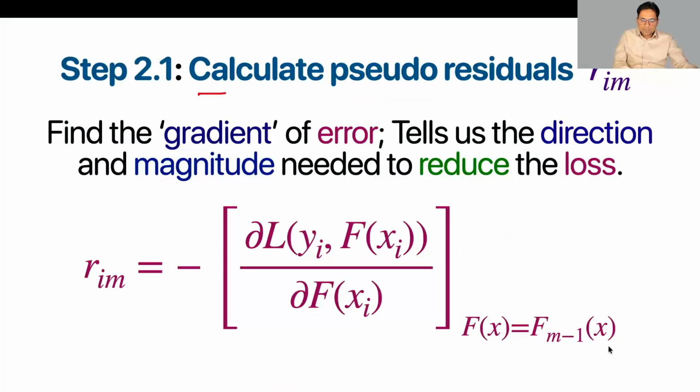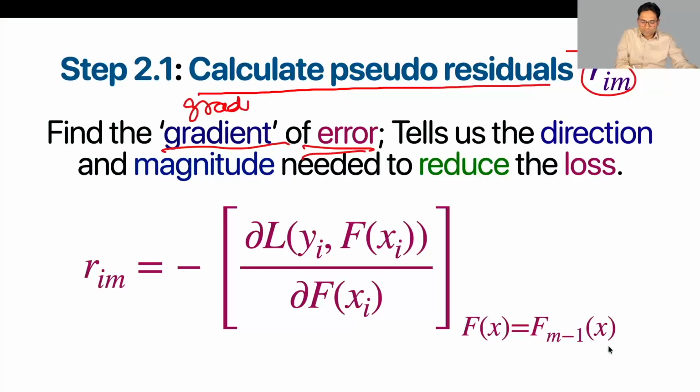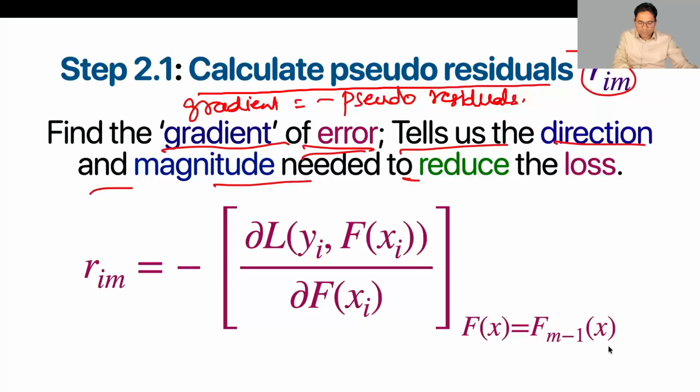Then the second step, calculate the pseudo residuals r_im. Find the gradient of error. The negative gradient is the pseudo residual. Okay, so gradient is the minus of pseudo residual. Pseudo residual is the remaining residual. What needs to be fixed for this tree? What needs to be covered for this tree? And then it will make a guess. Okay, this is a simple tree, so it won't make an exact guess. It will come close by. And it tells us the direction and magnitude needed to reduce the loss. Sometimes it will be positive, sometimes it may overshoot, and then we have to come back negative.